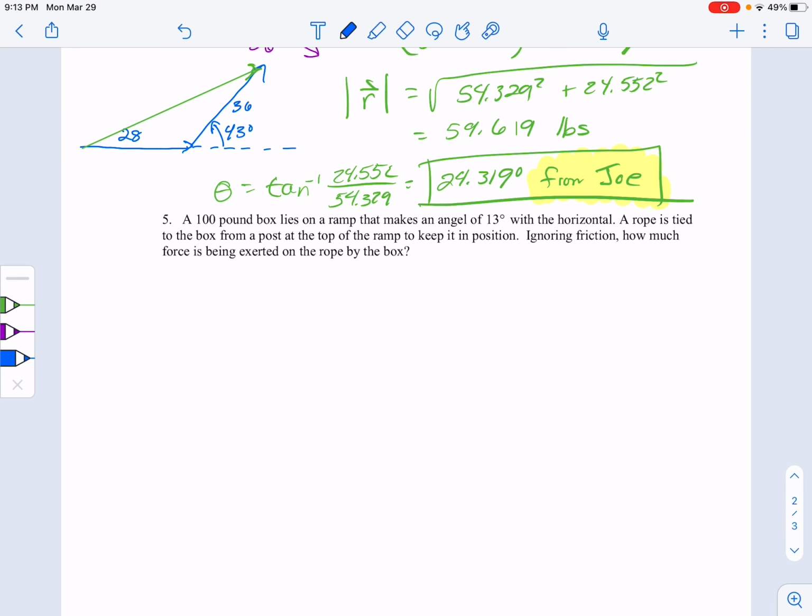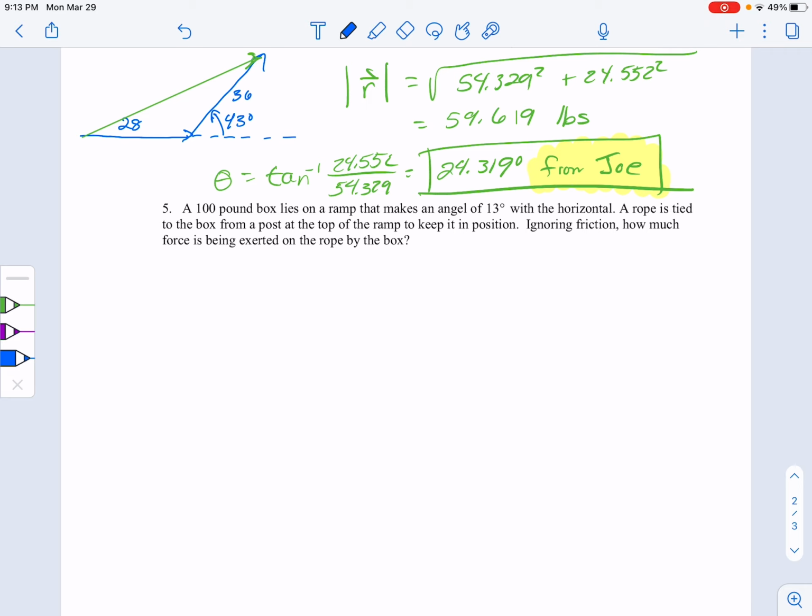A 100-pound box lies on a ramp that makes an angle of 13 degrees with the horizontal. So here's my horizontal, here's the ramp, this is 13 degrees, and there's a box sitting here. It weighs 100 pounds. A rope is tied to the box from a post at the top of the hill. Here's a post, and that rope's holding it. Ignoring friction, how much force is being exerted on the rope at the box?